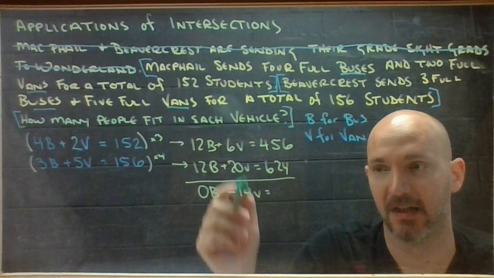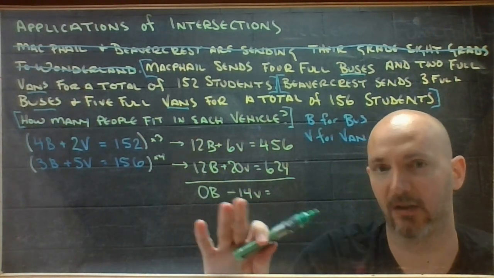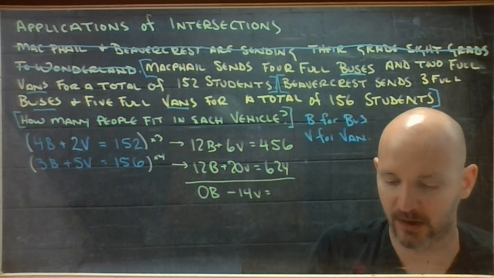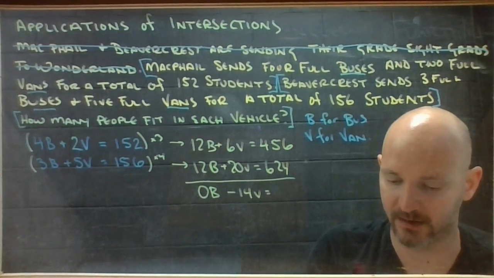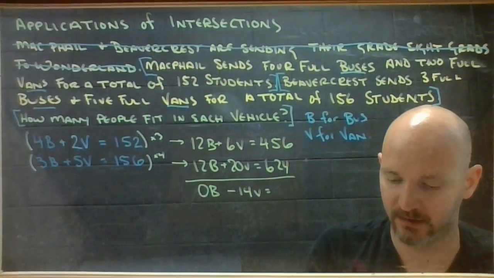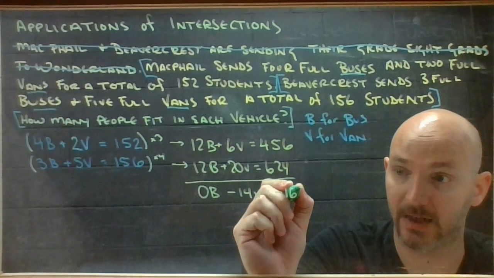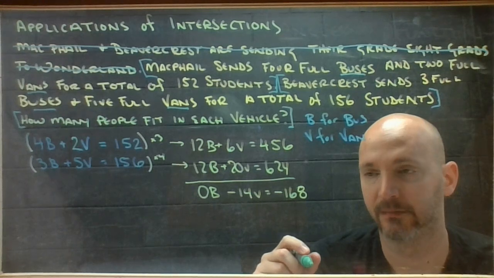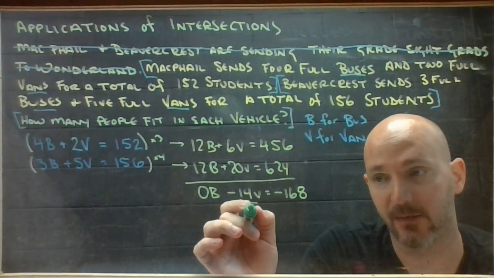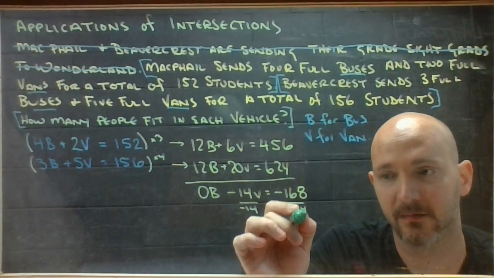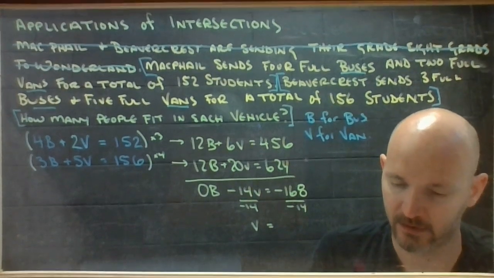Now, that doesn't make sense in the context of the question, but don't panic. It'll come out in the wash. 456 minus 624. I don't trust my brain to do that at this time of day. 168 negative. So to finish, I just have to divide both sides by this negative 14, and I get V equals 12.